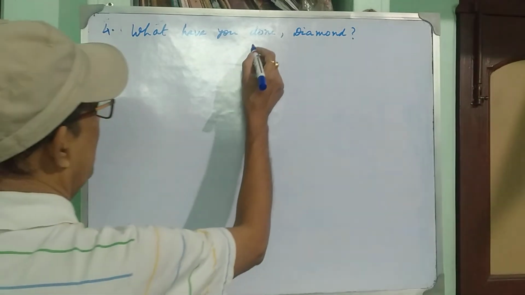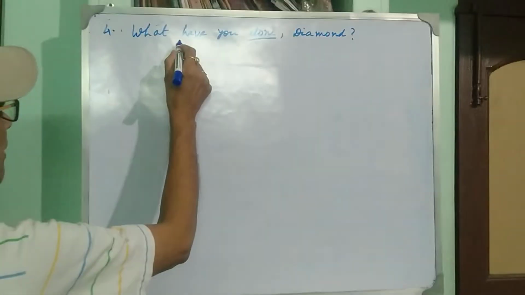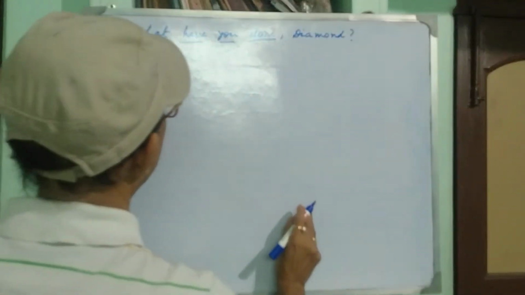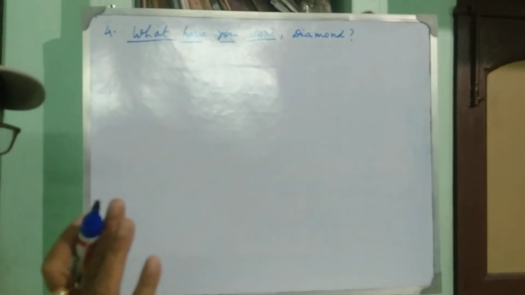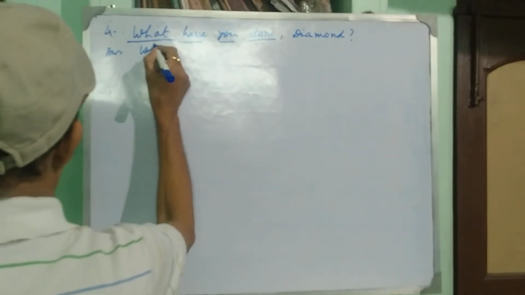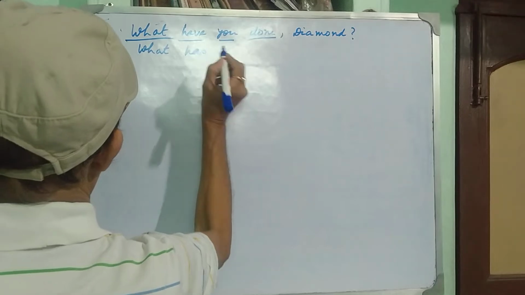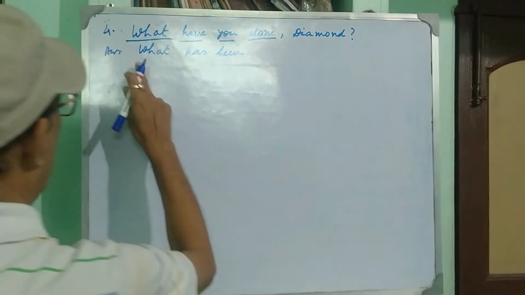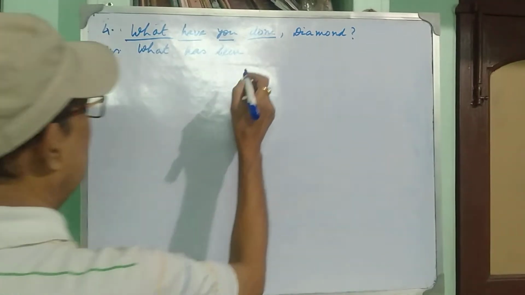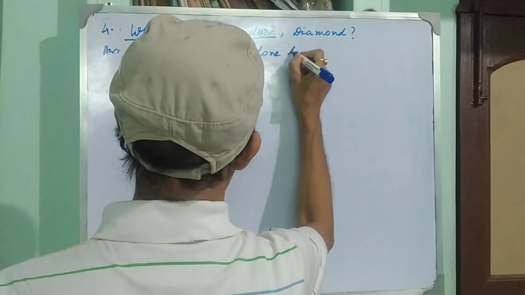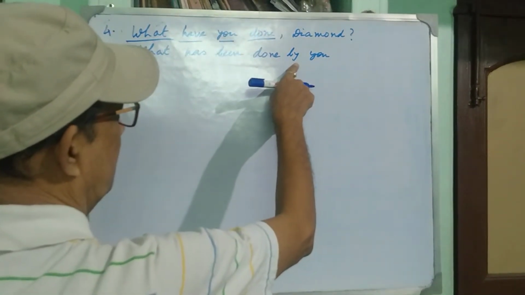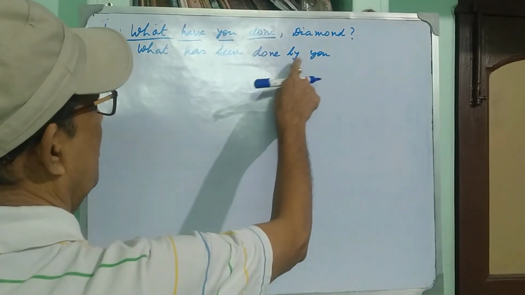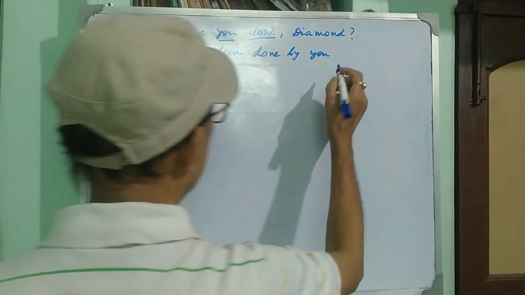You see that done is the finite verb, have is the auxiliary verb, you is the subject. So, what will remain as usual? It is the method or formula. What has been done by you? What is singular number. You is the subject, so it becomes the object with the preposition by. By plus object: by you, Diamond.